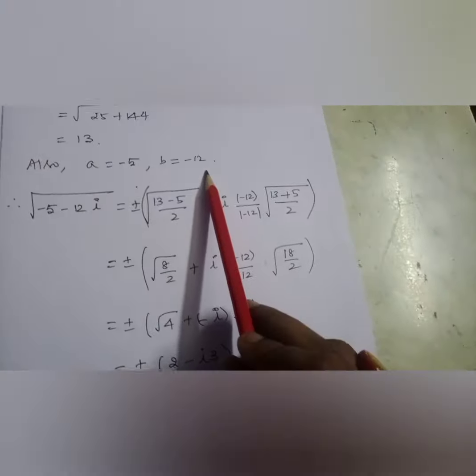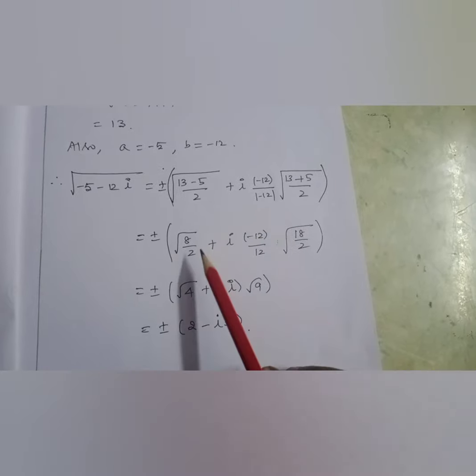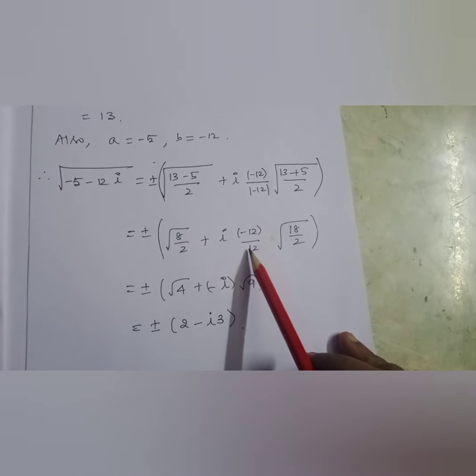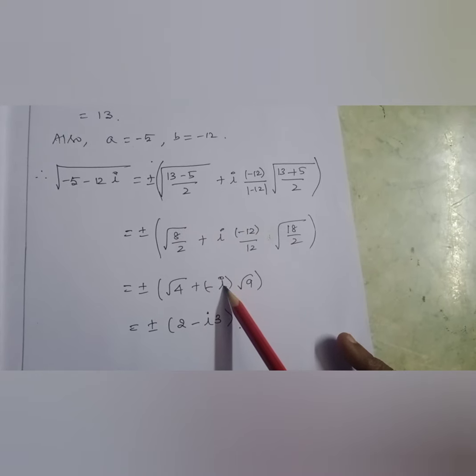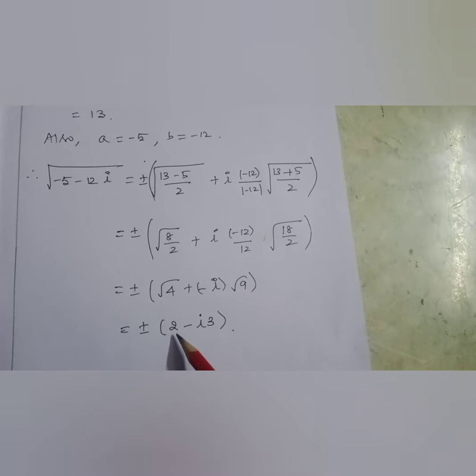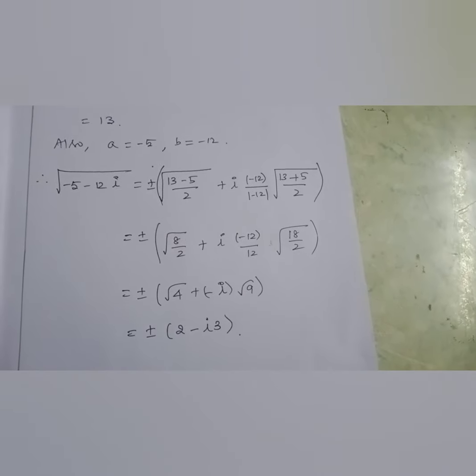So I am substituting in the formula. So this becomes plus or minus root of 8 by 2 plus i into minus 12 by 2 root of 18 by 2. That will obviously become as minus i, and minus into minus will become plus, and here it is root 9. So the answer is plus or minus 2 minus i root 13. Okay, so this is how we have to do the sums.